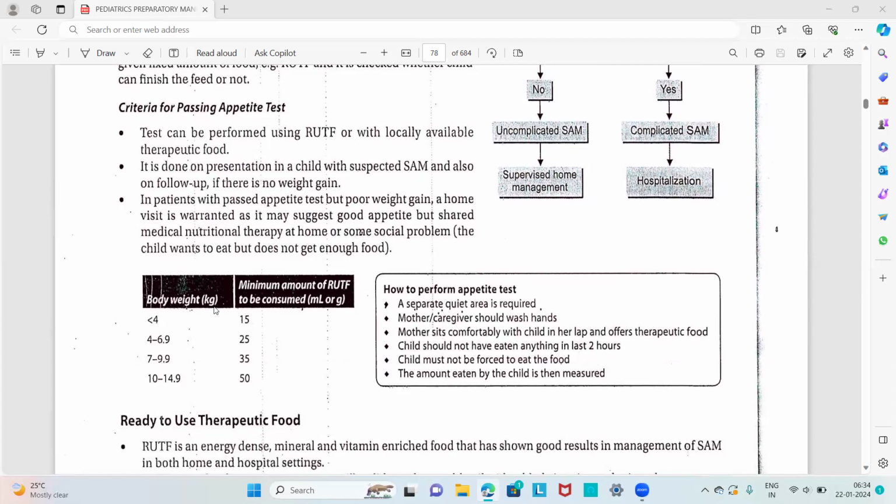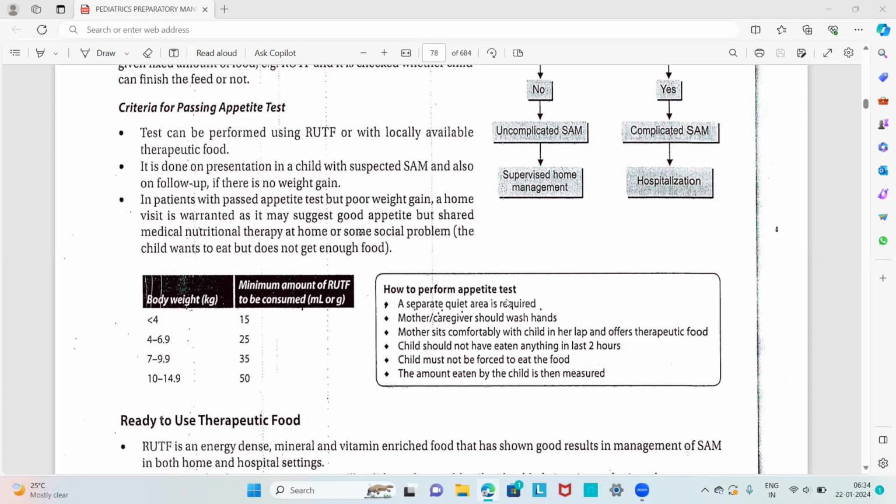So if the body weight is less than 4, we have to give the minimum amount of RUTF as 50 ml or gram. In the case where the weight is 4 to 6.9, we have to give 25. If the weight is 7 to 9.8, we have to give 35. If the weight is 10 to 14.9, we have to give 50. So these are the quantities of food used for the appetite test.